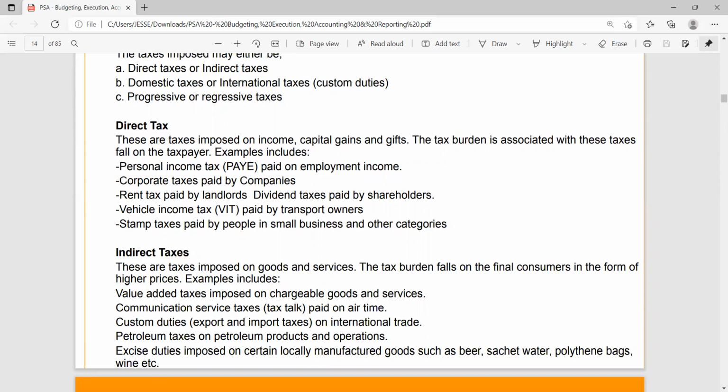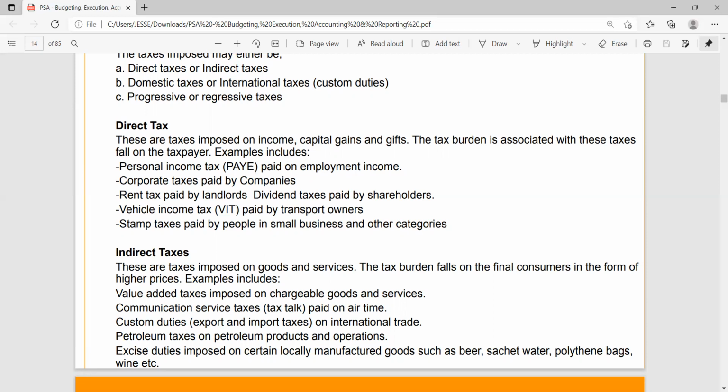So any taxes that are imposed on income, whether it be income itself, capital gains and gifts, that's a direct tax. The tax burden associated with these taxes falls on the taxpayer. So the tax burden falls directly on the taxpayer. An example of direct taxes are personal income tax, which is what we call pay as you earn, paid on employment income. So the taxes that are charged on your income, that's a direct tax. Corporate taxes, that is paid by companies.